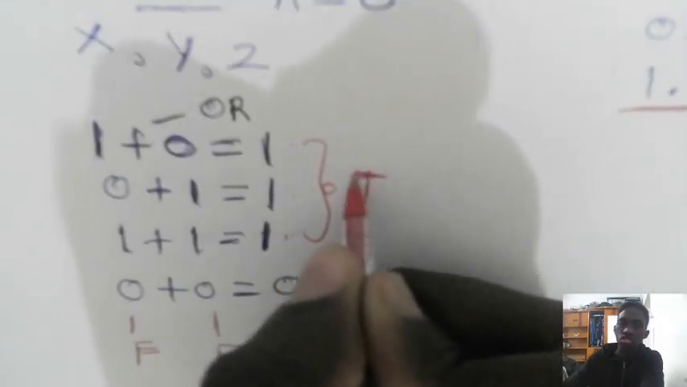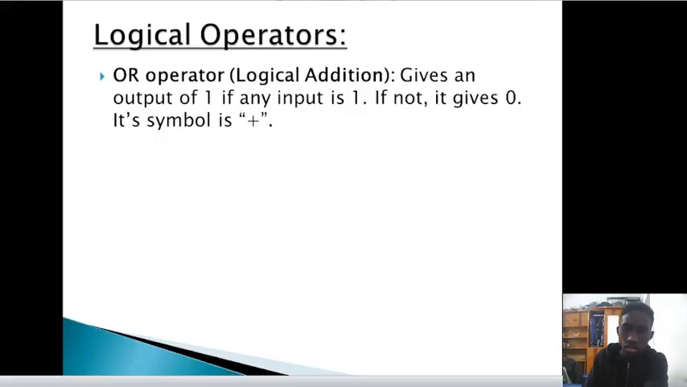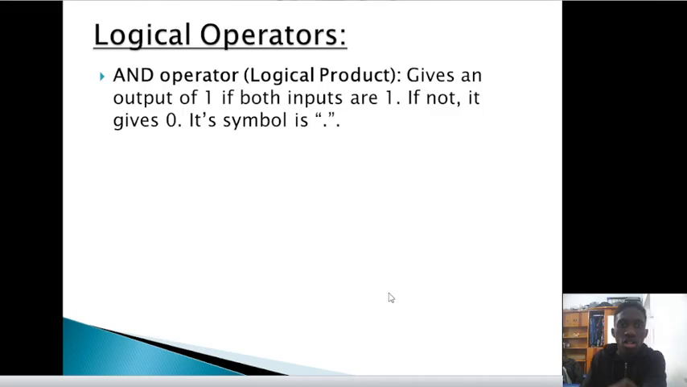So one of your inputs must be true. At least one must be true for you to get an output of 1, an output of true. And if none of your inputs is 1, then you get an output of false. So that's the concept there. And we're ready to go into the logical AND operator.